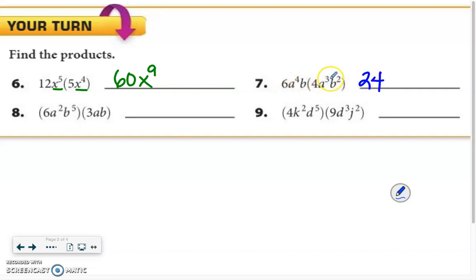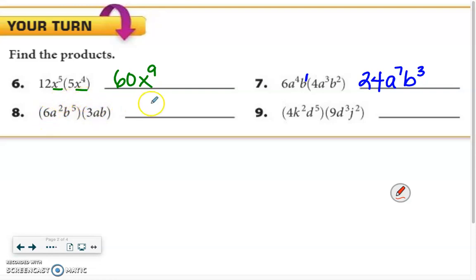A4 and A3 would give me 7 of those A's. And then I have a single B, and then 2 more gives me 3 of those.